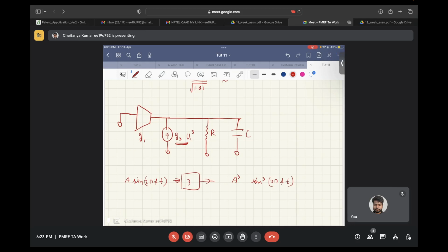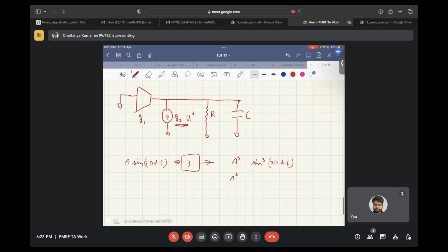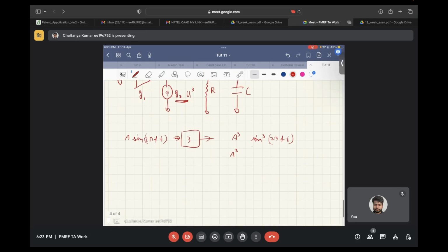It won't contain DC. Means a cube. Okay, okay, sorry. So, what is the formula for this thing?